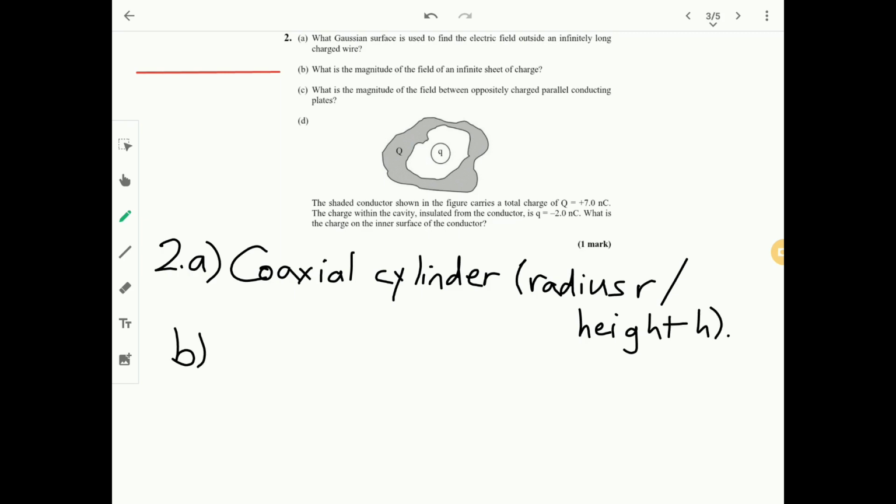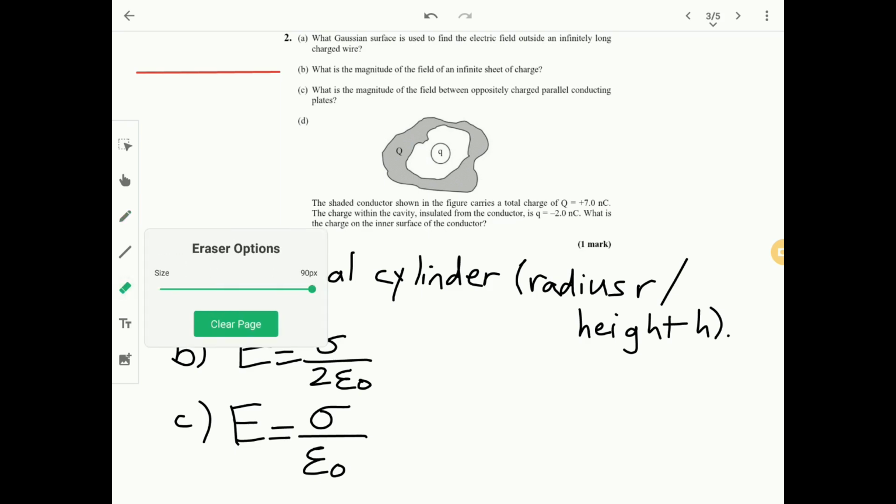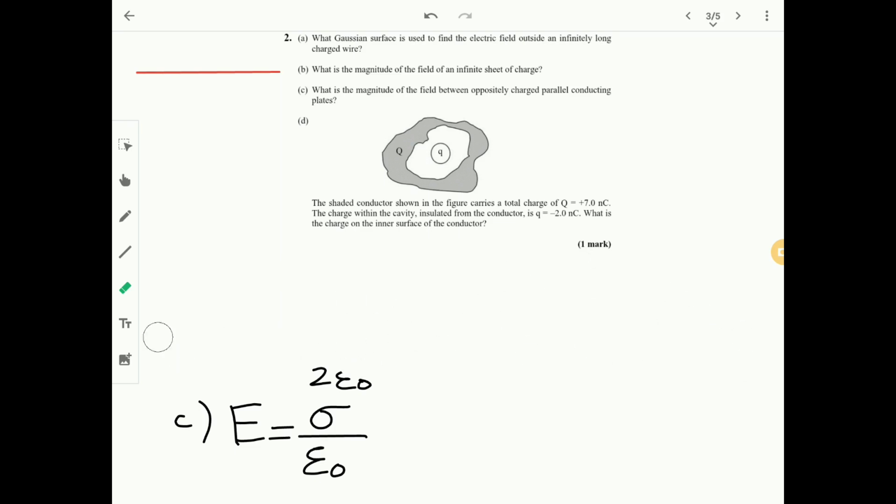B. What is the magnitude of the field of an infinite sheet of charge? It was E equals sigma over 2 epsilon 0. C says field between oppositely charged parallel conducting plates. E equals sigma over epsilon 0. Now I'll just erase the top part so we can have some space, because I want to solve it on the same page.